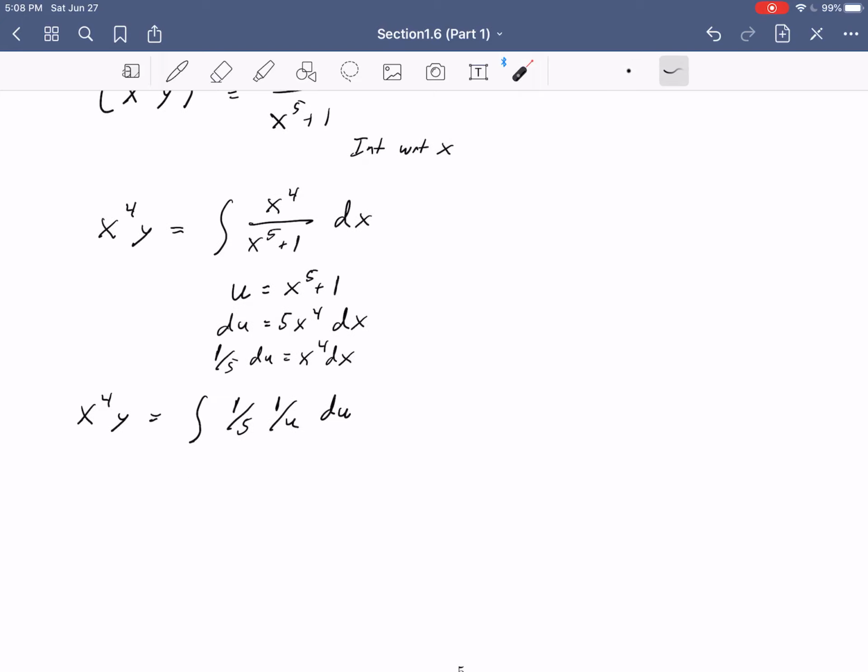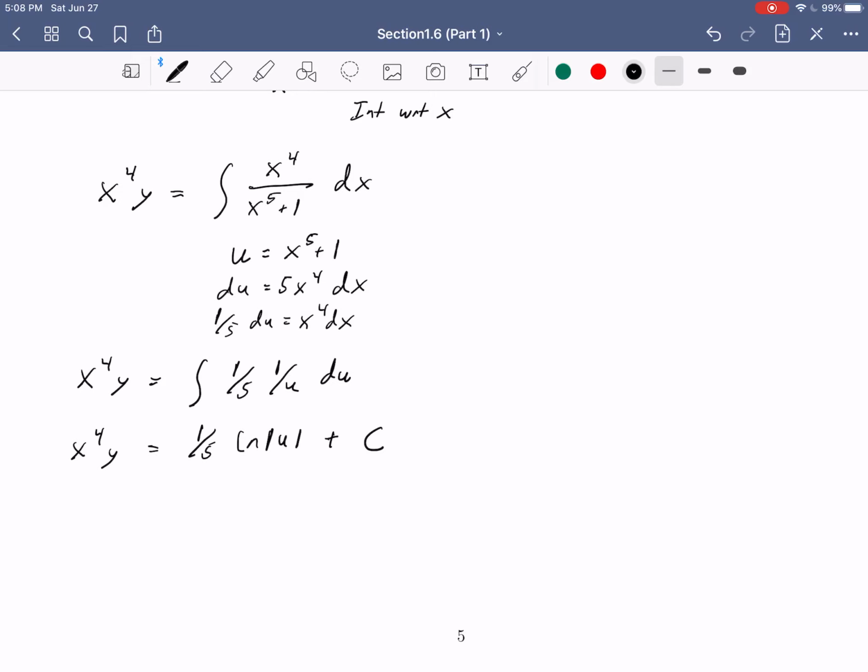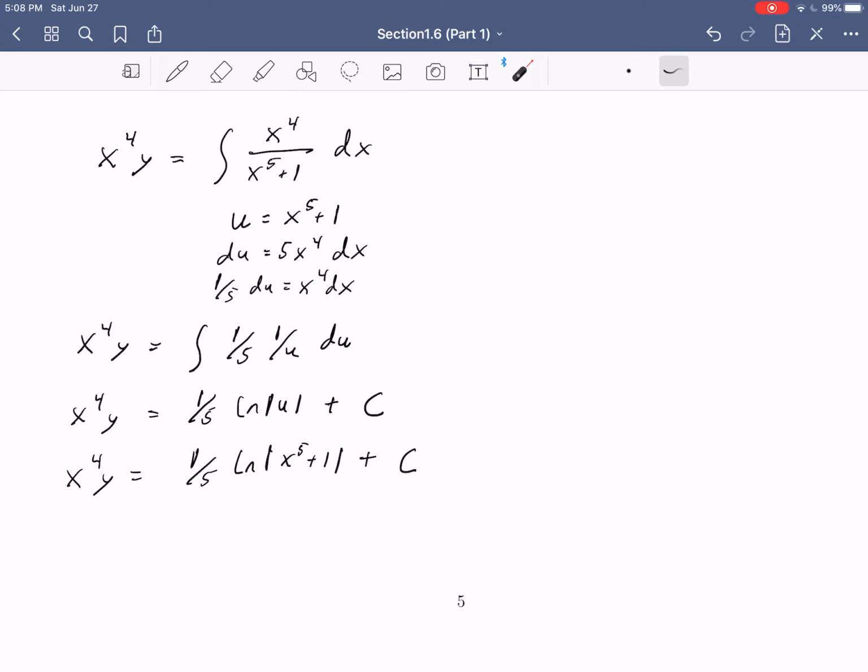Let's go ahead and integrate that then. So we get x to the fourth y is 1/5 ln absolute value u plus c. And we can pop the u back in. So we get x to the fourth y is 1/5 ln of x to the fifth plus 1 in absolute value plus c. Okay. Now we could get an explicit form for y by dividing by that x to the fourth.